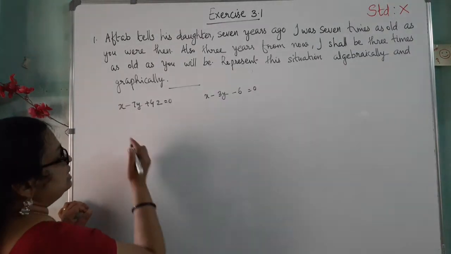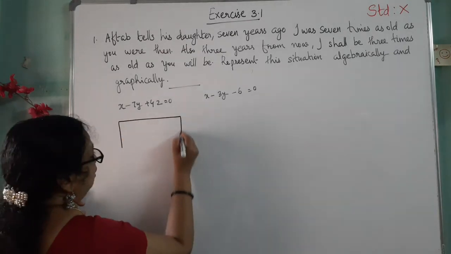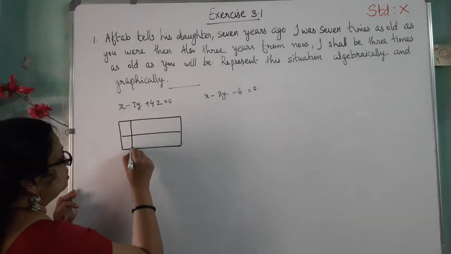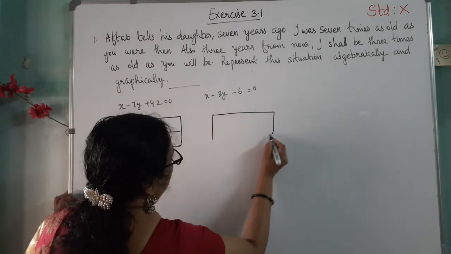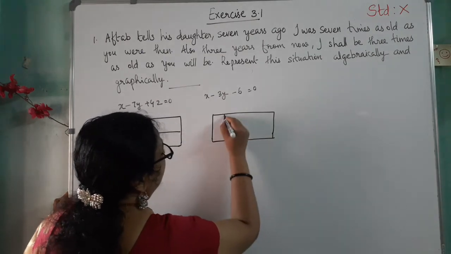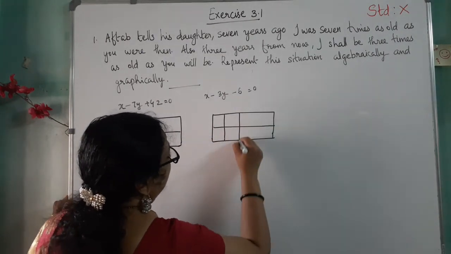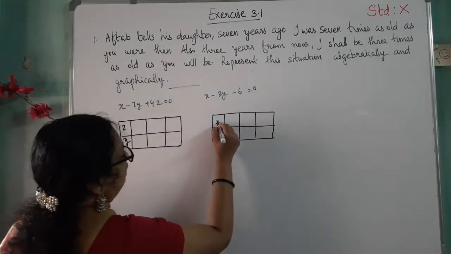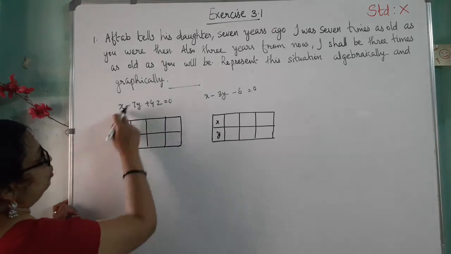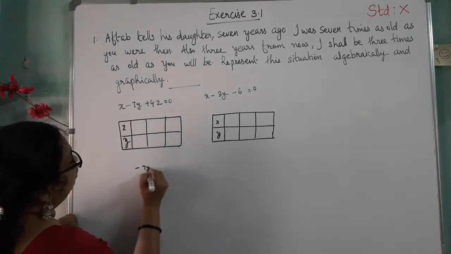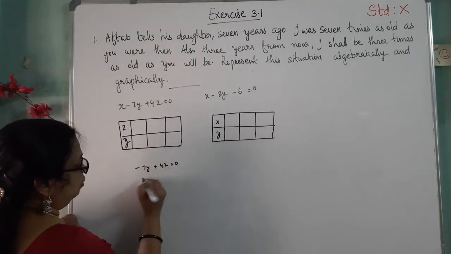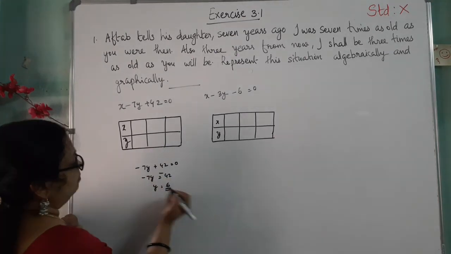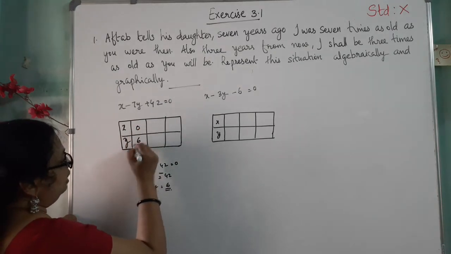Then we can represent it graphically. We can find the points by substituting x values. In the same way for this equation also, we find 3 points. Here x, here y. When x equal to 0, this equation becomes minus 7y plus 42 equal to 0. Minus 7y is equal to minus 42, y equal to 6. So x equal to 0, y equal to 6.